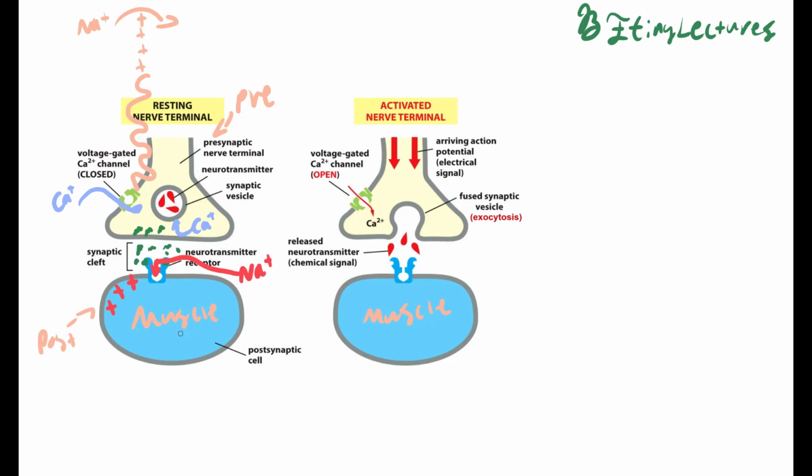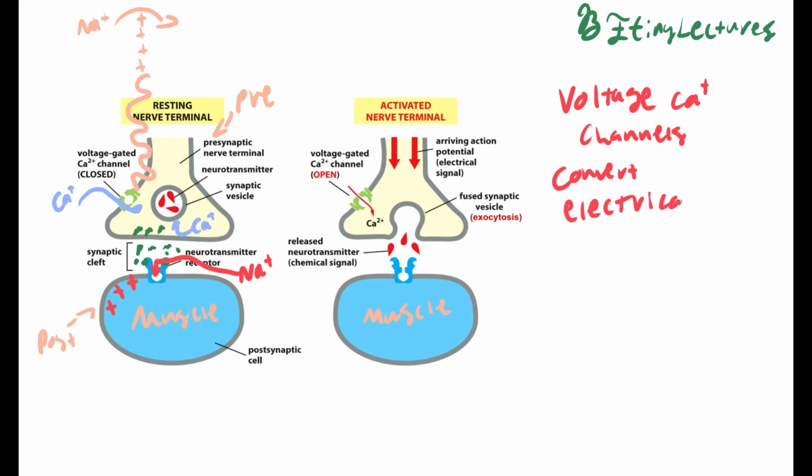And so what I'm trying to say is that voltage-gated calcium channels are used to convert electrical signals into chemical signals. They convert electrical signals into chemical signals.